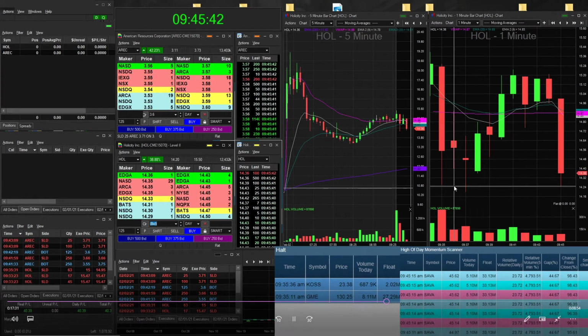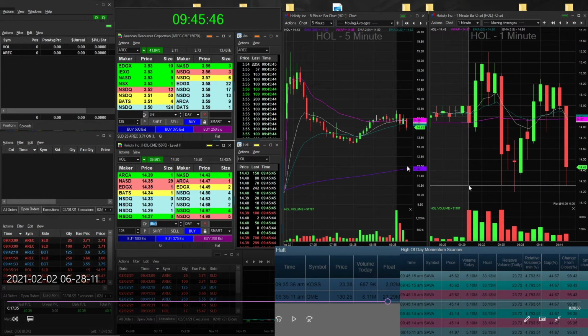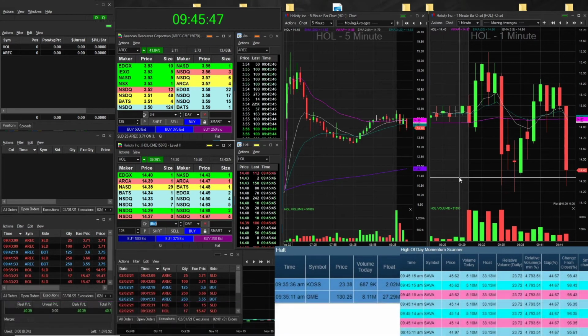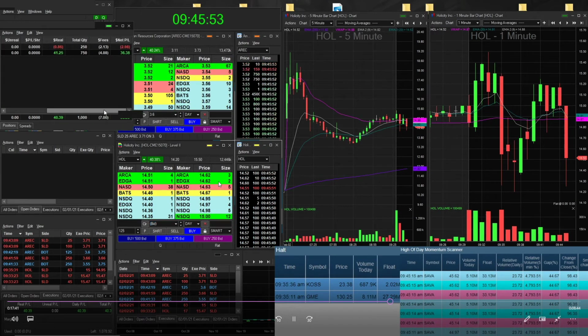So I'm looking at this, and it's kind of bouncing off this area from the previous flush, but I am hesitating because of that risk of downside halt. I'm opening up Level 2, and I'm like, where is the LULD level? I don't see it.